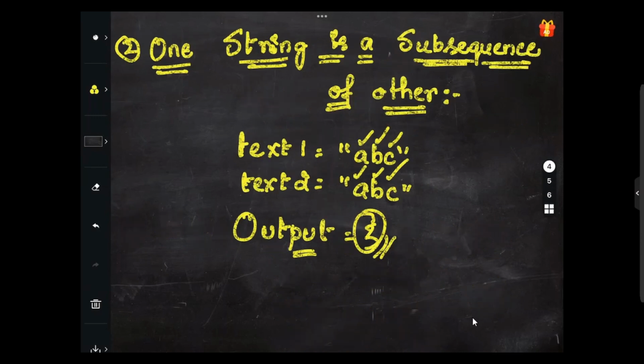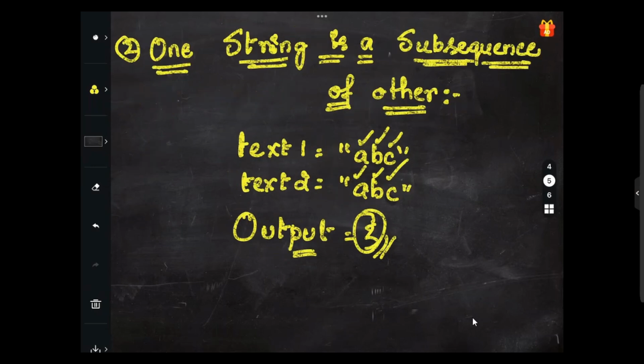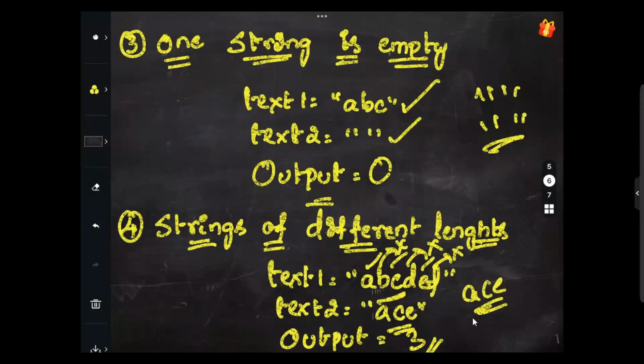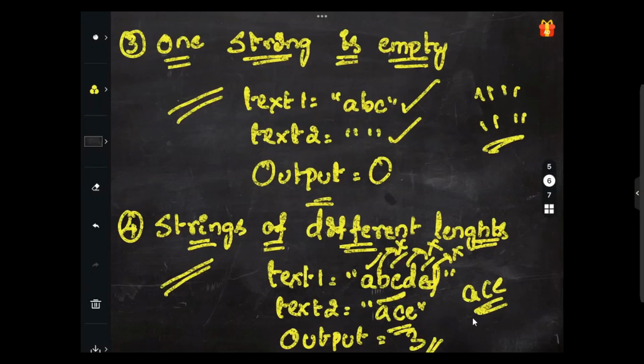These are the 4 edge cases that we need to keep in mind. The first edge case we went with is no common subsequence. The second edge case is one string is a subsequence of the other. The third edge case is one string is empty. And the fourth edge case is strings of different lengths. These are the edge cases that we need to consider.